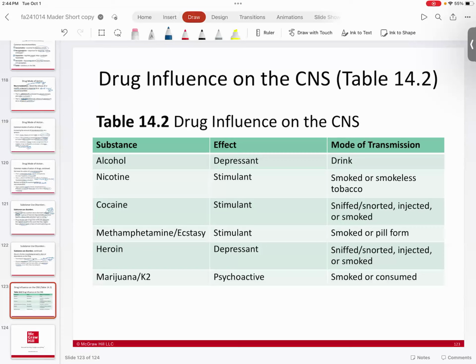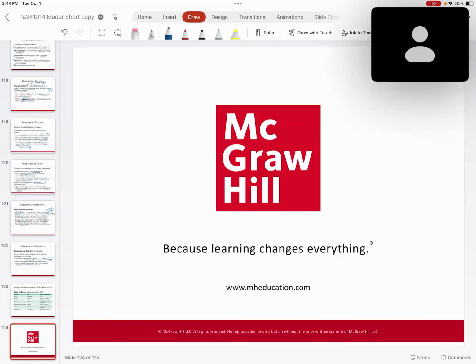And marijuana, or K2, which is a manufactured marijuana mimic, is considered psychoactive, so you can smoke it or you can actually eat it as edibles. So those are different types of situations that can happen to the nervous system. And that finally is the end of chapter 14.